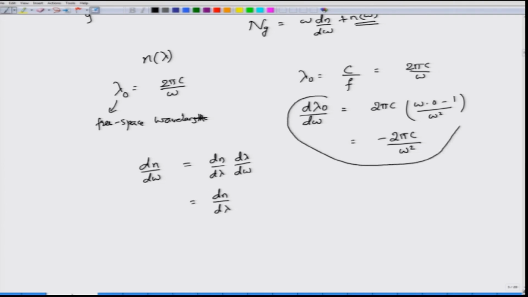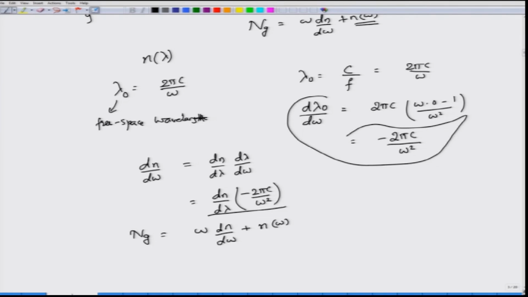I already know what is d lambda by d omega. D lambda by d omega is nothing but minus 2 pi c by omega square, and the group index Ng is given by omega into dn by d omega plus n of omega. This omega into dn by d omega can be obtained because dn by d omega is what we have just calculated. Multiplying this by omega will cancel out an omega here. So, what you get is minus 2 pi c by omega dn by d lambda plus n of omega.